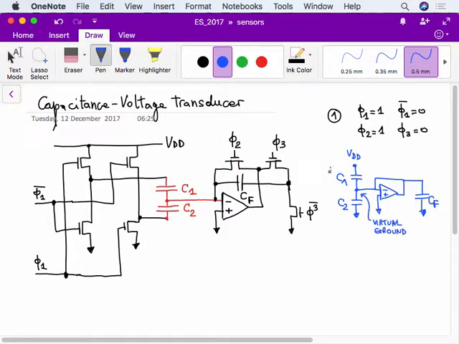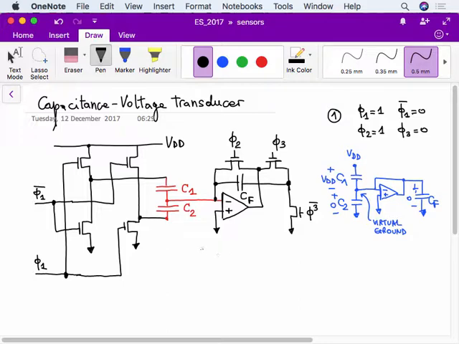And this means that we have the voltage on C1 which becomes VDD, and the voltage on C2 is 0. Okay, that's it. And also, since the output of the operational amplifier is at 0, at virtual ground, CF is also discharged. So the voltage on CF is 0. That is the situation: C1 charged to VDD, C2 and CF at 0.